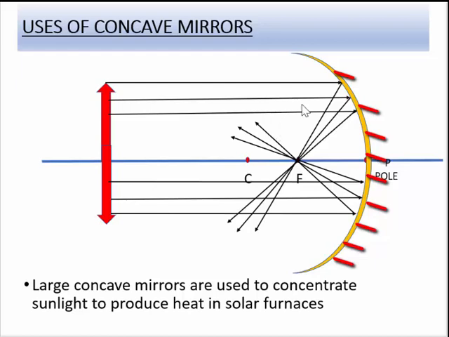Now, as you know, a solar furnace can be used to cook our food. How do we exactly do that? We have these parallel rays of light which are coming from the sun. They are coming from infinite distance. Any light rays coming from an infinite distance will always be going parallel to each other.